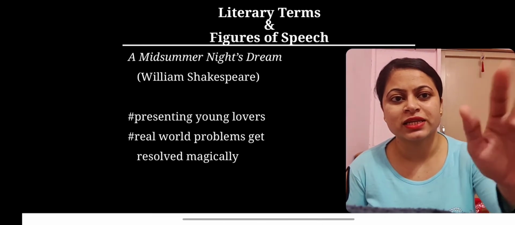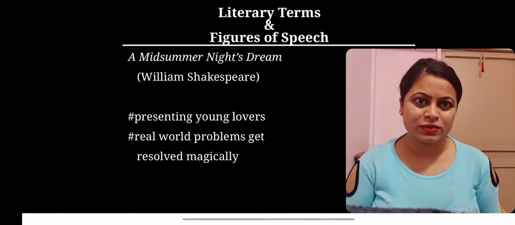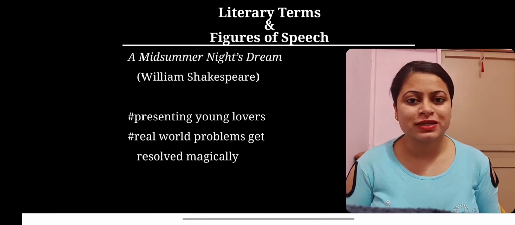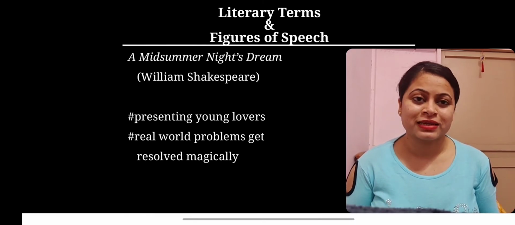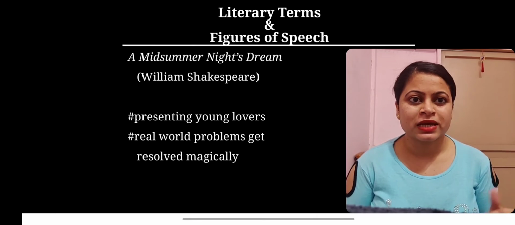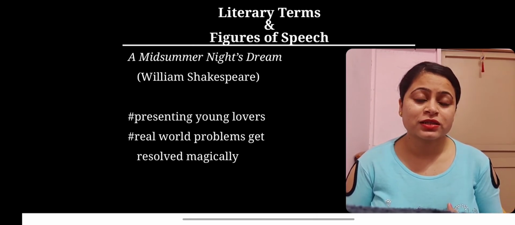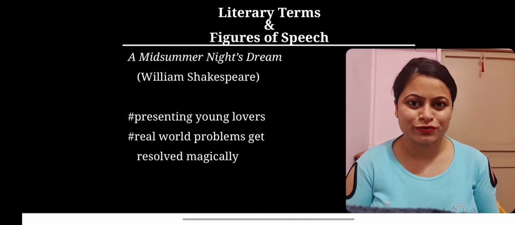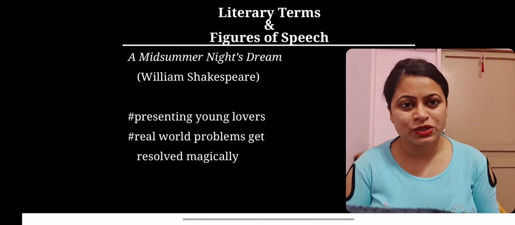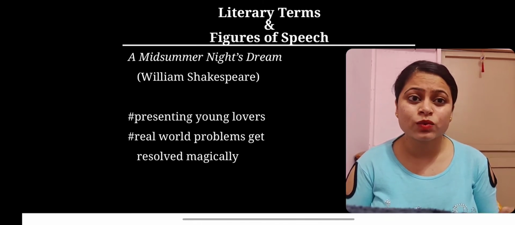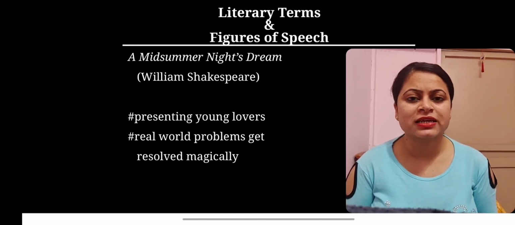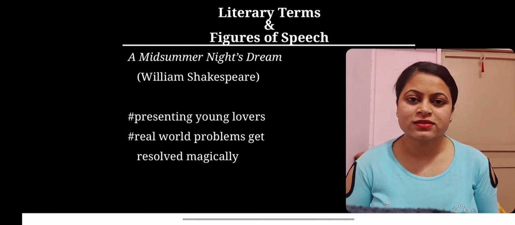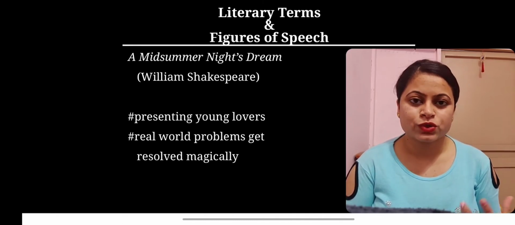A very famous and popular example of romantic comedy is A Midsummer Night's Dream by William Shakespeare, in which there are so many lovers who for a brief period fall in and fall out of love, and at the end they unite, though they also go through certain comic events and elements which give a good tonic of laughter to the audience. The main feature of romantic comedy is that their real world problems get resolved magically as the enemies reconcile with each other, and it ends with the union of true lovers.